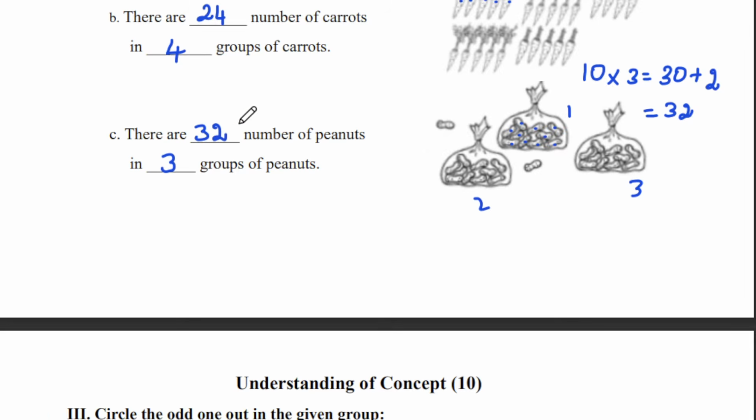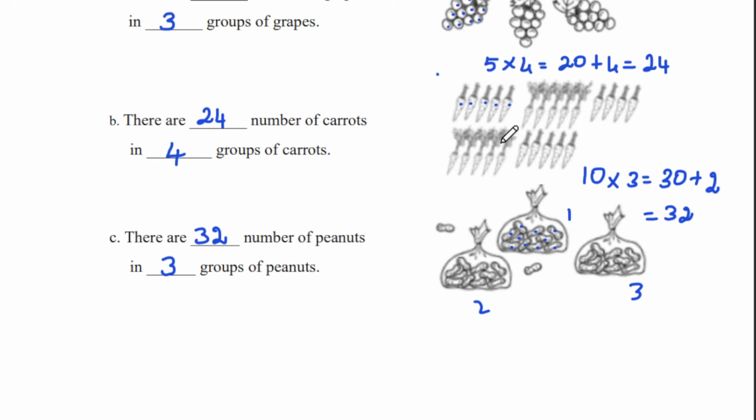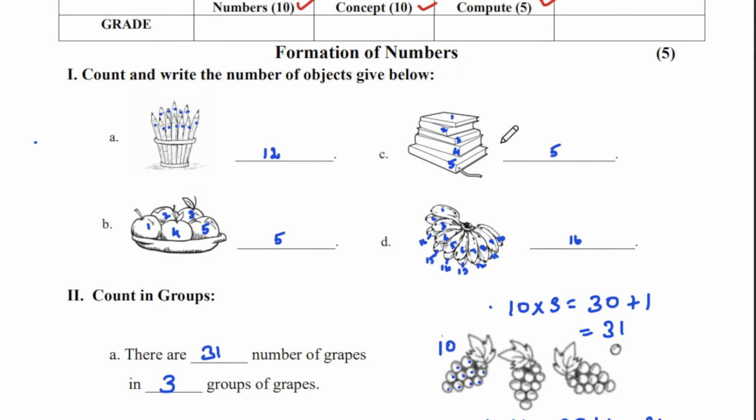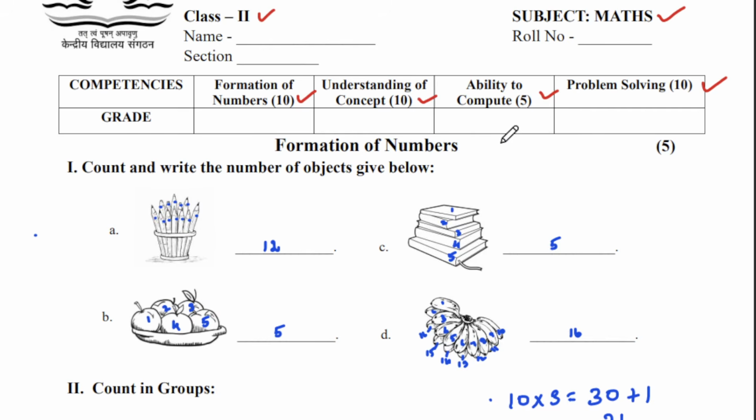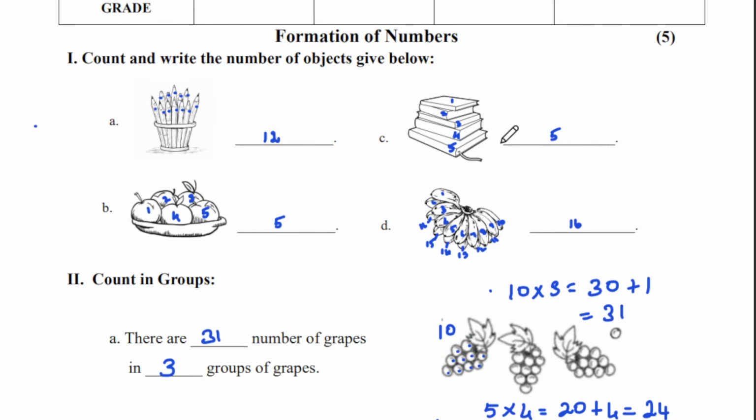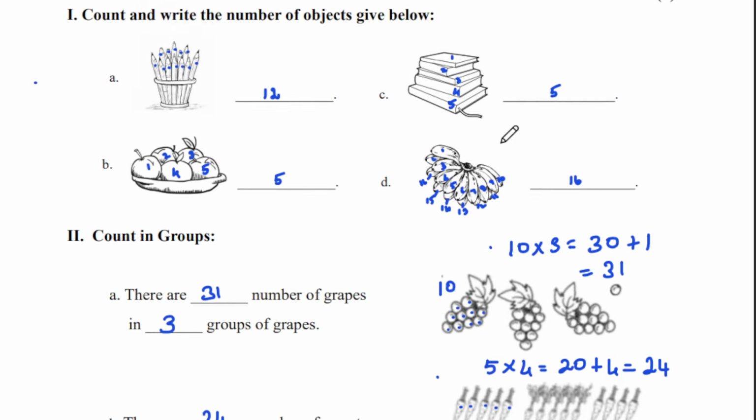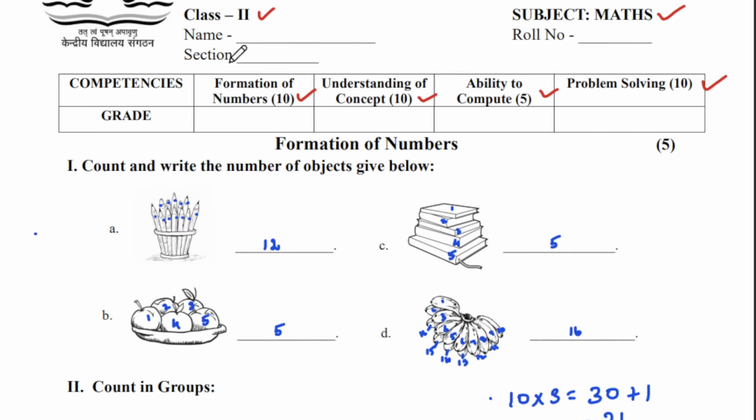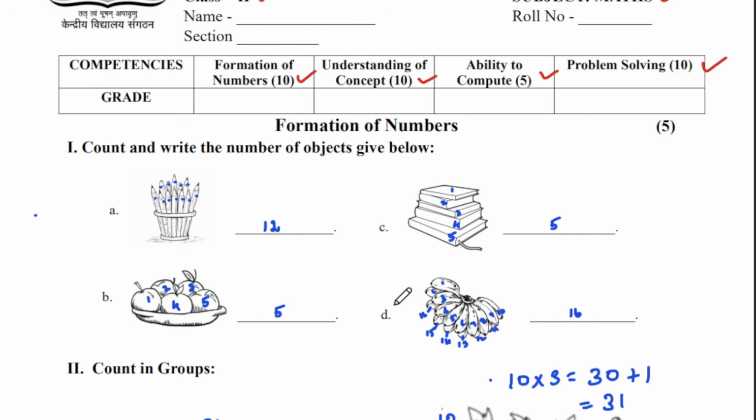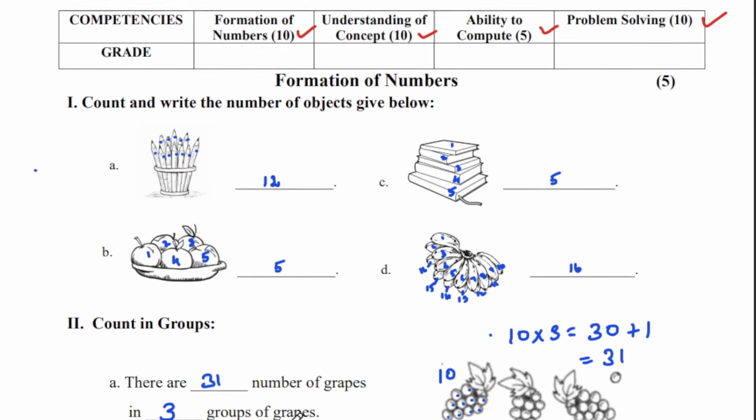Okay, so there are 32 peanuts in 3 groups of peanuts. Okay, so now we have completed formation of number, students. So for this they will be giving 10 marks. Very, very important. If all the answers are correct, they will be giving you 10 marks for this. 5 marks for counting and writing the number of objects, and 5 marks for counting in groups.